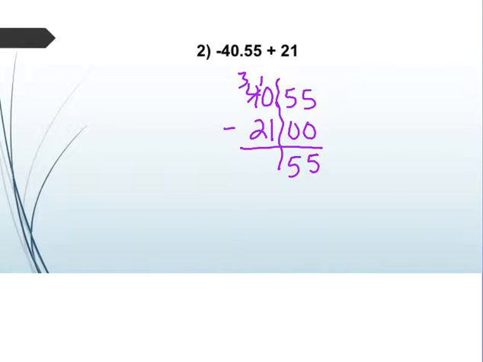Carry 1 from the 4. 10 minus 1 is 9. 3 minus 2 is 1. You look back at the problem, the negative number is larger, so your answer is negative 19.55.